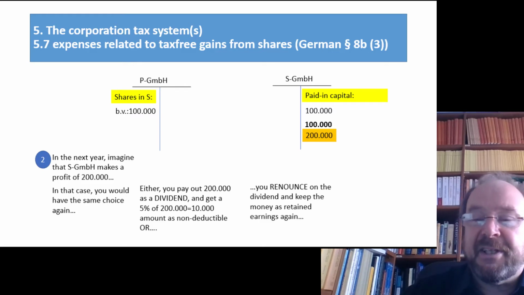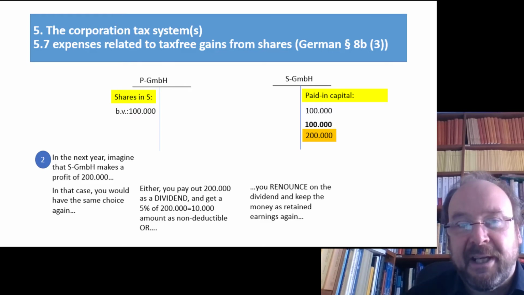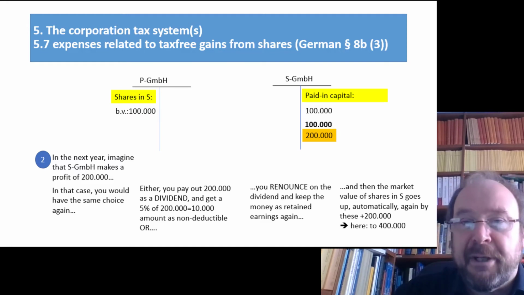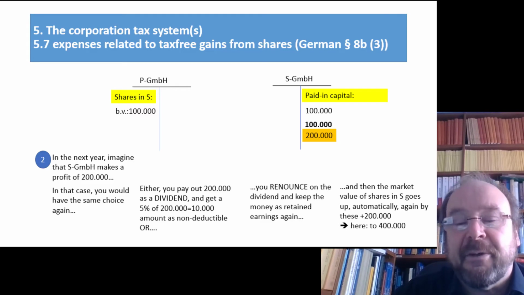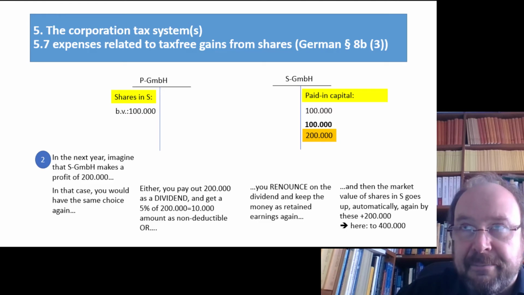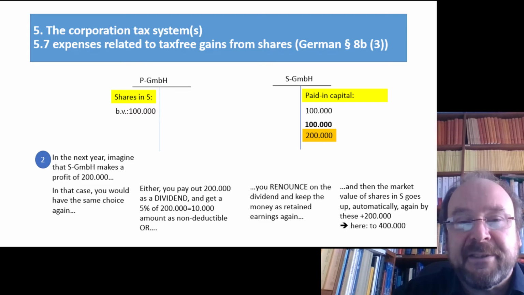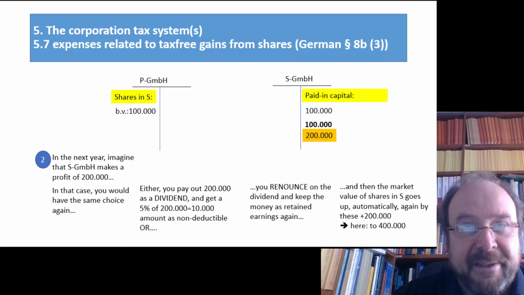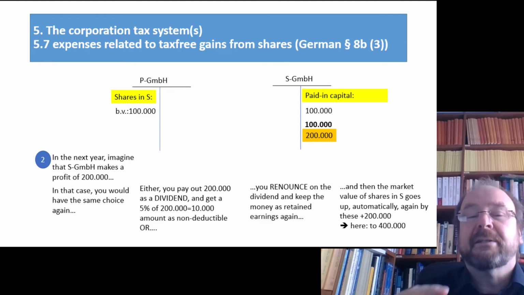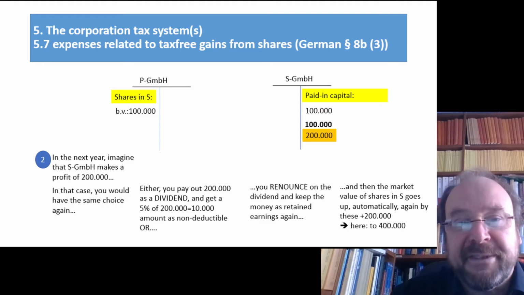Now it's clear S GmbH has a property which has gone up to 400,000, so the value of the shares in S GmbH held by P GmbH now has at least a market value of 400,000. So if you sell these shares after the first year, you would have sold them for a market price of at least 200,000, so you would have made a gain of 100,000. Now, after year 2, if you sell these shares, your minimum gain is 300,000.